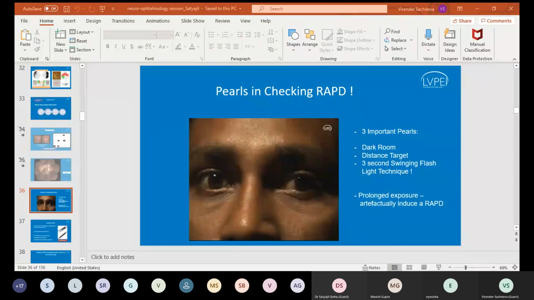If you see the mechanism of all of these, the mechanism is damage to the oxidative phosphorylation pathway. So because the demand is more here, these are going to get more affected. That's why you will see damage to these fibers as well as temporal disc pallor.